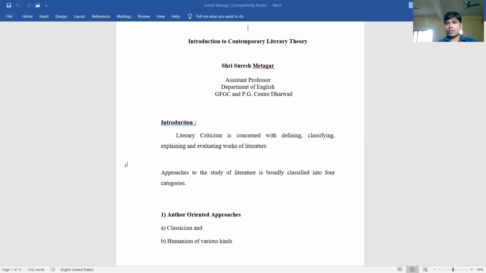And till the 19th century, most of the criticism was author-centric. What we call traditional criticism or classical criticism or criticism of humanism, it was either author-centric or it revolved around the so-called universal values that a work of art is supposed to convey.